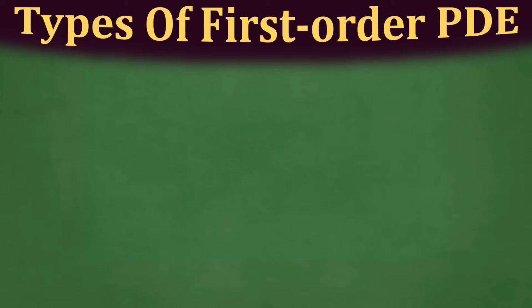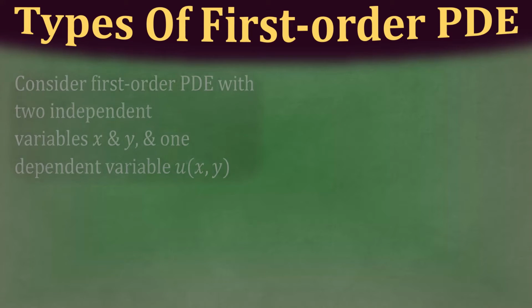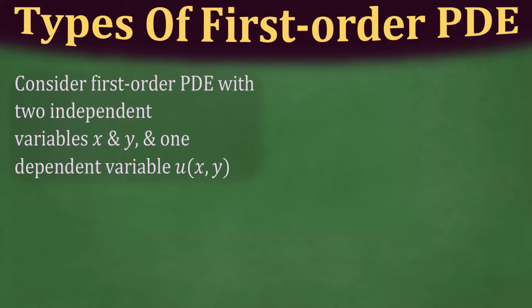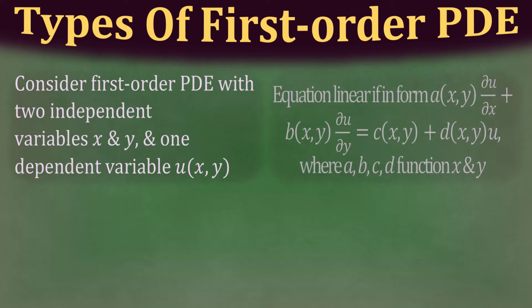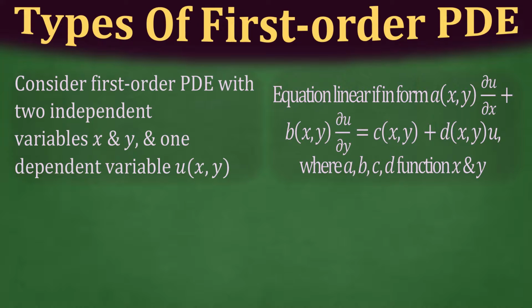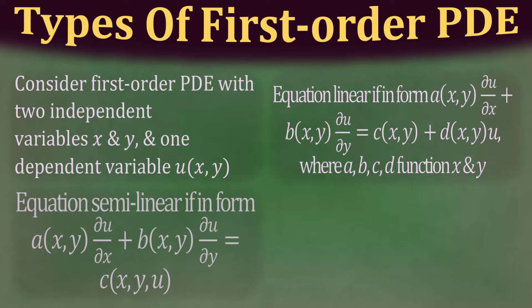Now, let's move on to describe the types of first-order PDE. Consider a first-order partial differential equation with two independent variables x and y, and one dependent variable u(x,y). The equation is said to be linear if it can be written in the form a(x,y) times the partial derivative of u with respect to x plus b(x,y) times the partial derivative of u with respect to y is equal to c(x,y) plus d(x,y) u, where a, b, c, d are functions of x and y.